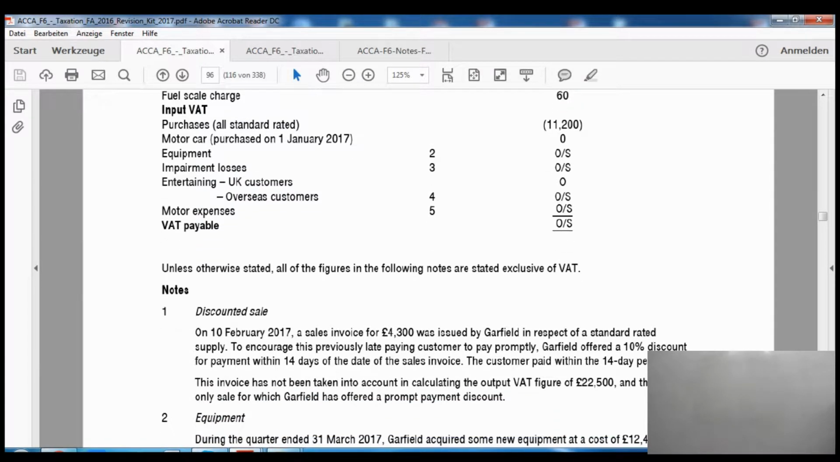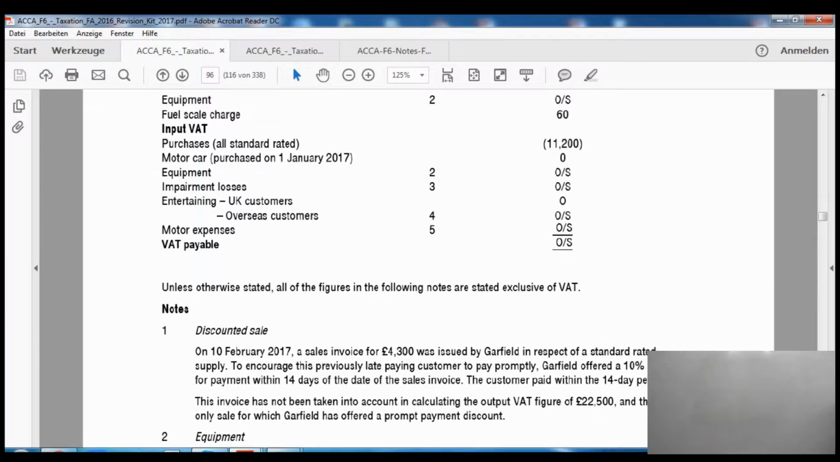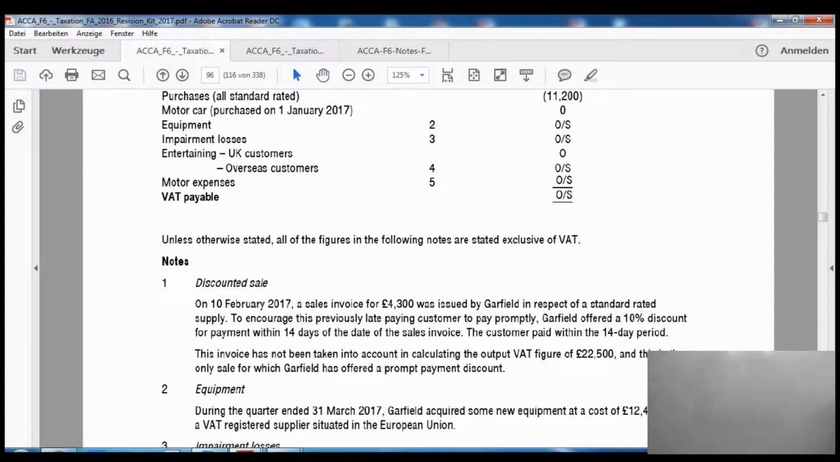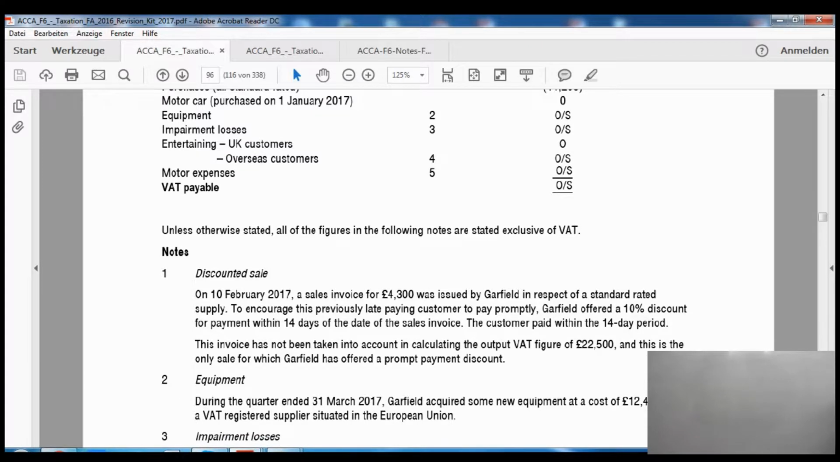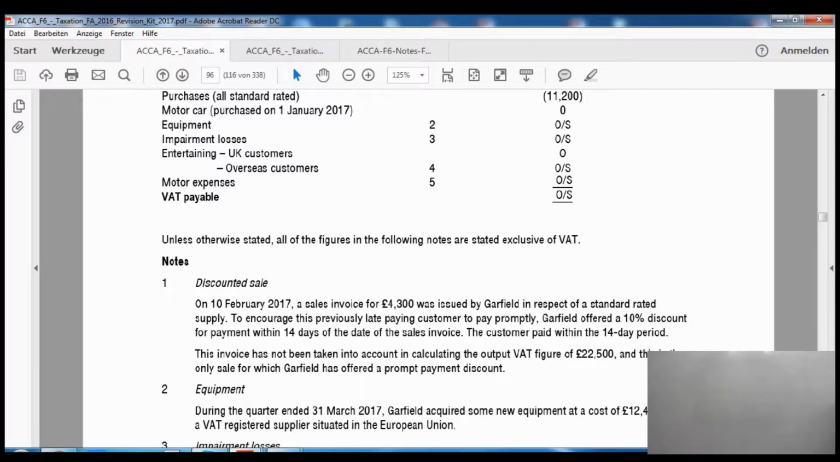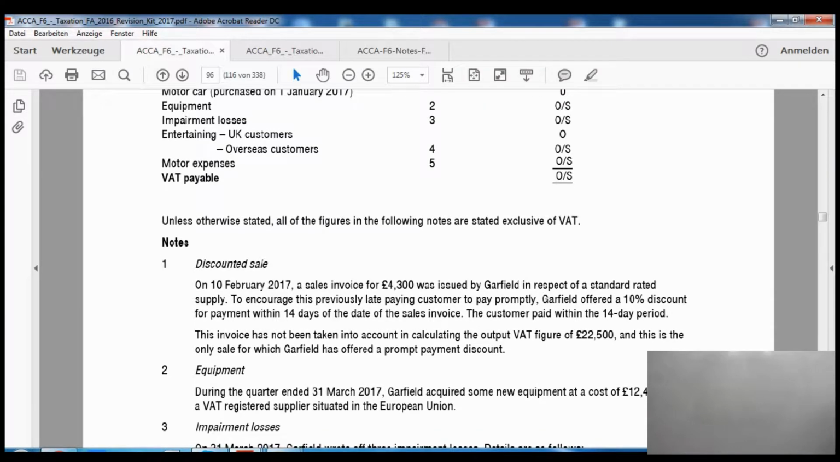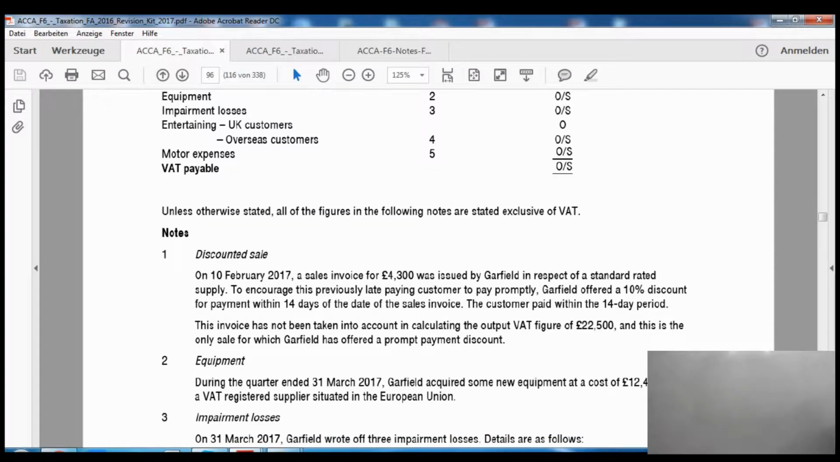Then it says fuel scale charge £60, so it is already given, you don't have to worry about it. Input VAT purchases is already given. Motor car 0, there's no information, so it's 0, you don't have to worry about it, it's already given. We only have to worry about OS ones. Then it says equipment again, so the same figure will go here as well. Same figure which we have already calculated, 2,400 something, we will again put this amount here too.